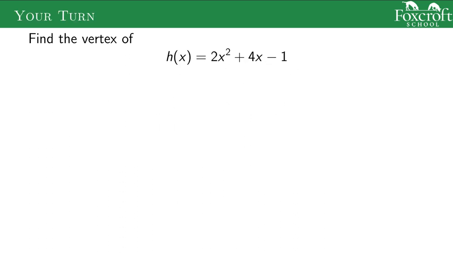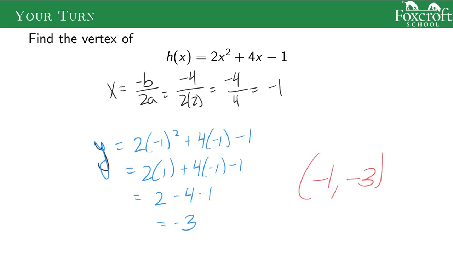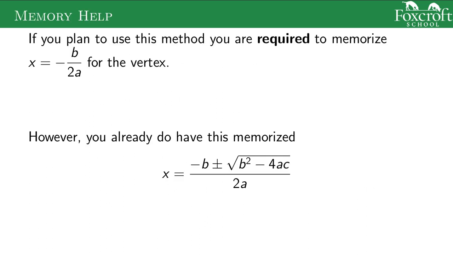All right, so here's one for you to try on your own. Find the vertex using this other method. All right, I'll show you the answer in 3, 2, 1. And the final answer I got is negative 1, negative 3. So again, using that formula and plugging it in.